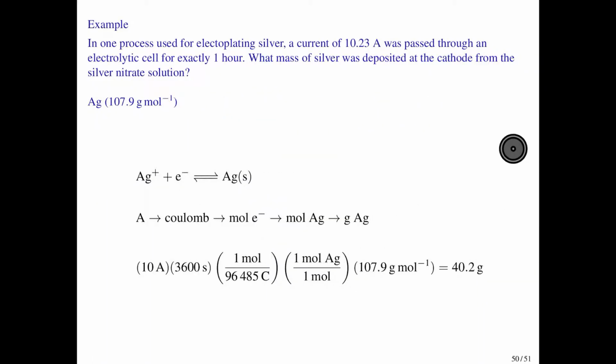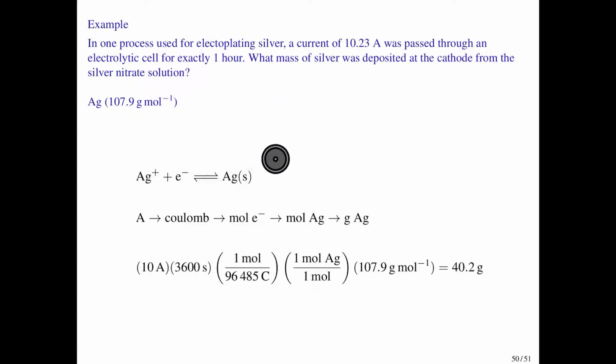So here's one example. We're doing some electroplating of silver. We've got a current of 10.23 amps that we pass through the electrolytic circuit for about an hour, and they want to know what mass of silver was deposited on the cathode.